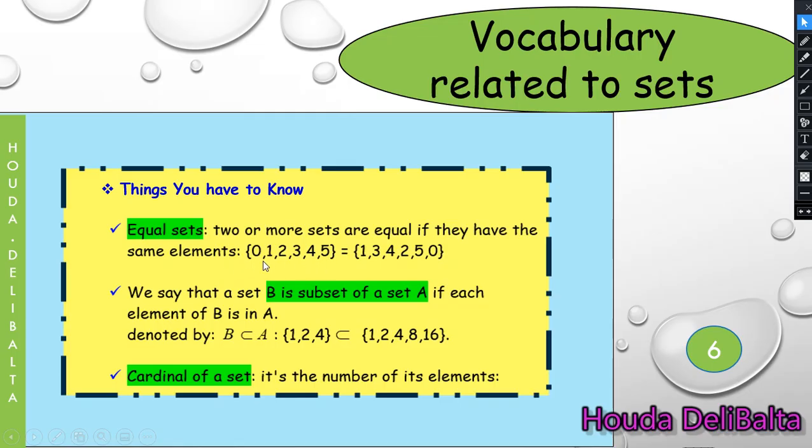As you see here, 0, 1, 2, 3, 4, 5, this is a set that's exactly equal to 1, 3, 4, 2, 5, 0. The same elements, though they are not organized like each other.